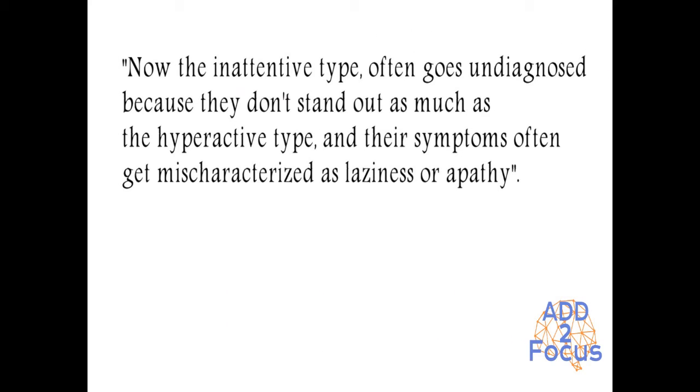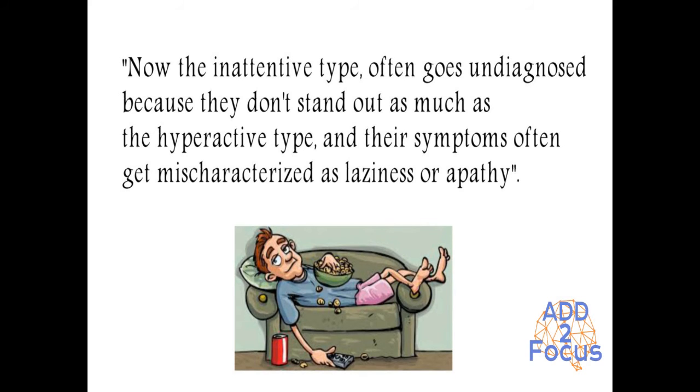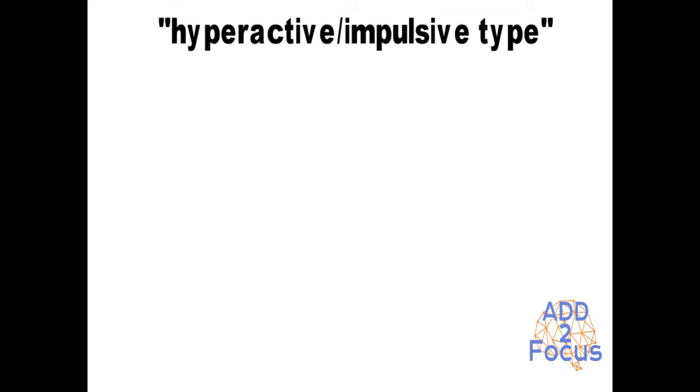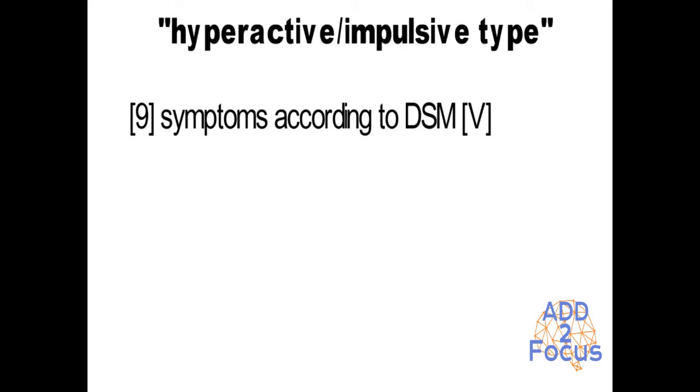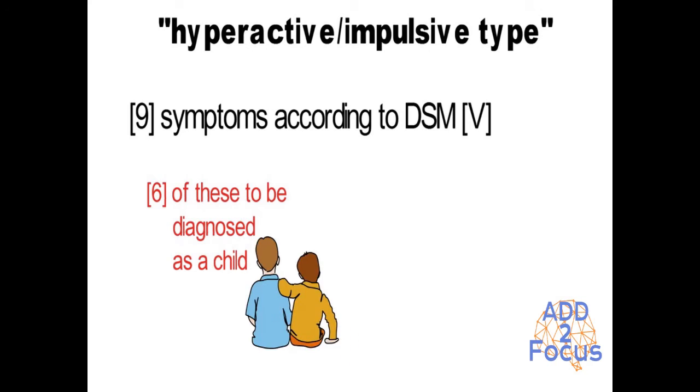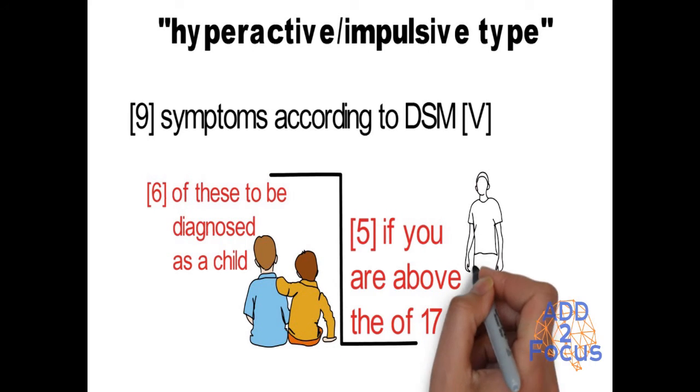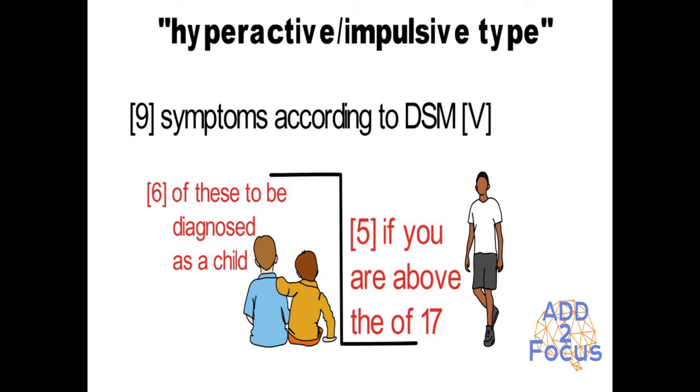Now the inattentive type often goes undiagnosed because they don't stand out as much as the hyperactive type. And their symptoms often get mischaracterized as laziness or apathy. Next, we will look at the hyperactive/impulsive type. Again, there are 9 symptoms according to the DSM-5, and you need 6 of these to be diagnosed as a child or 5 if you're above 17.